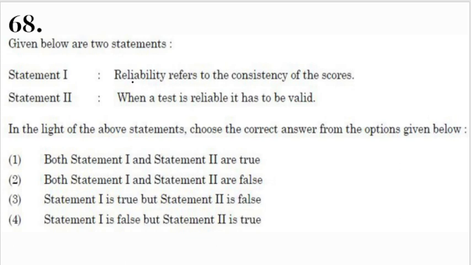Okay, so statement 1 says that reliability refers to the consistency of scores. Yes, it is. It is the core definition. When a test is reliable, it has to be valid.